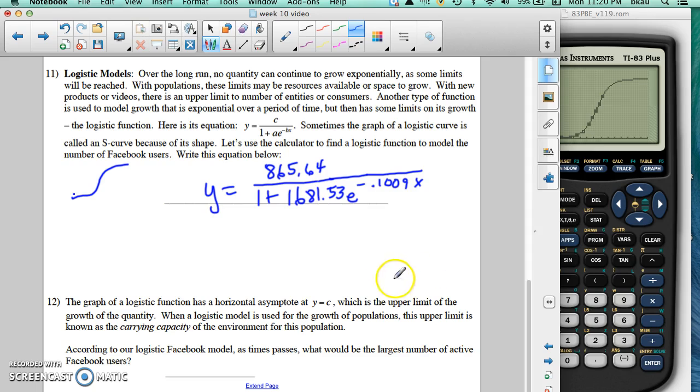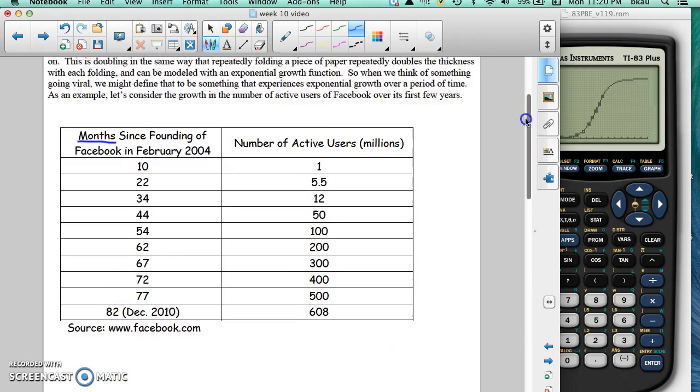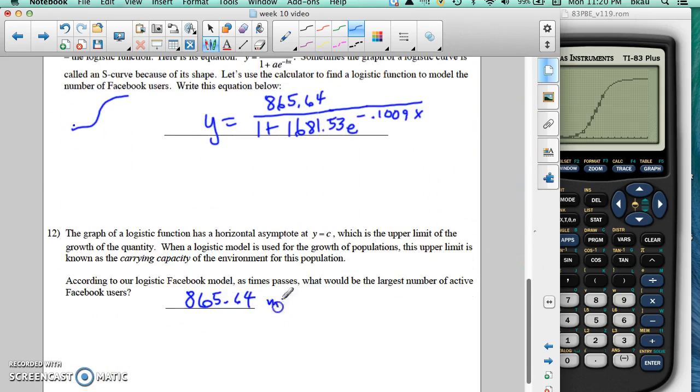Now the upper capacity, or the upper limit here, is called the carrying capacity. That's the top number up here, so that's where our asymptote is going to happen. And according to this, that's going to be 865.64. Is it millions or billions of users up here? Millions of users. So using this model, it's saying that we're going to approach this value. The largest number of Facebook users is going to be 865.64 million people. So that's our carrying capacity, based upon this number right here.